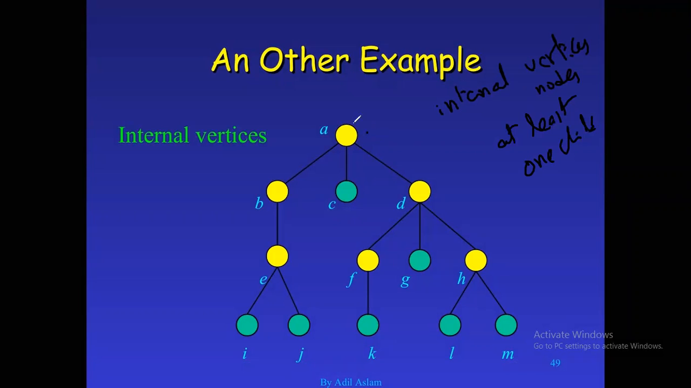A has a child, therefore A is an internal node. B has a child, B is an internal node. C has no child, therefore C is not an internal node or internal vertex. D has children, therefore D is an internal node. F has a child, therefore F is an internal node. G has no children, therefore not an internal node. H has children, therefore H is an internal node. So internal nodes or vertices means the node has at least one child.